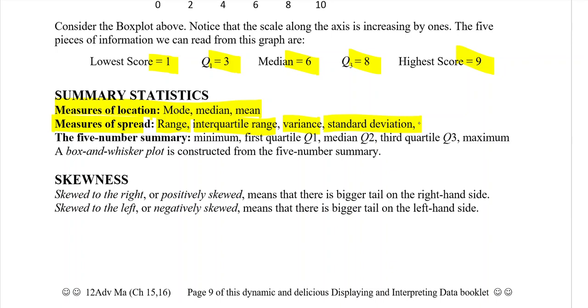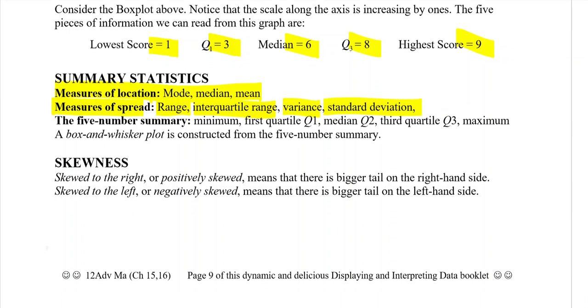Range is the range of everything, including all of your outliers. Interquartile range is the range of your middle 50%. Your standard deviation and variance are to do with how far each of your scores are spread out from the mean. Okay? The 5-number summary, we've already talked about that, so it's there again.